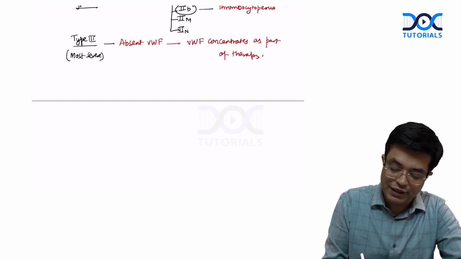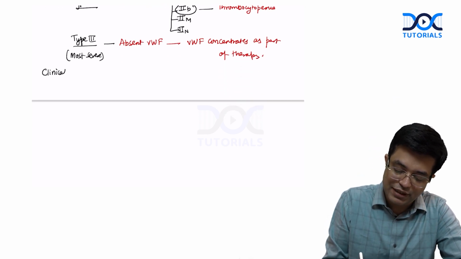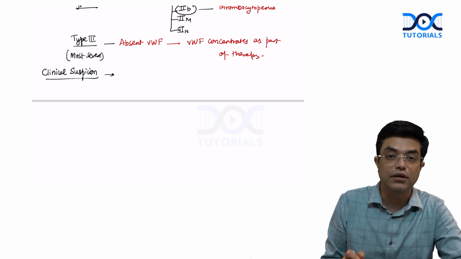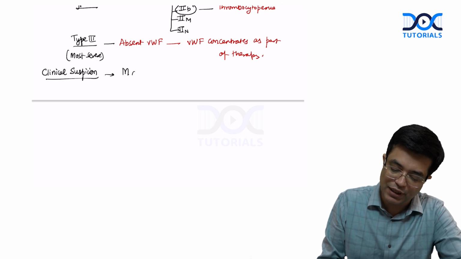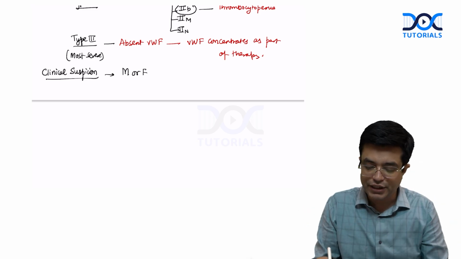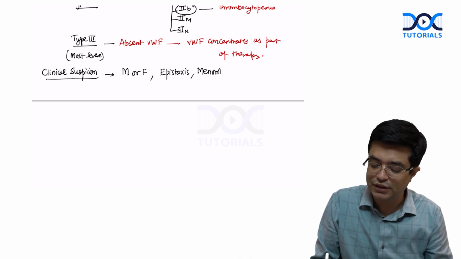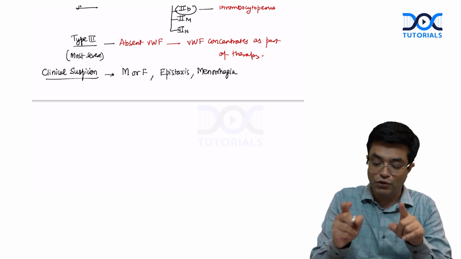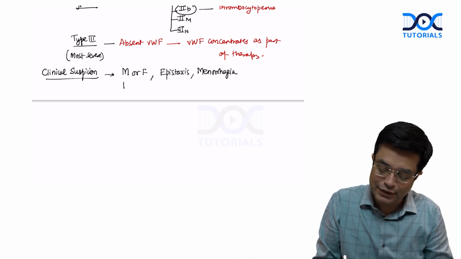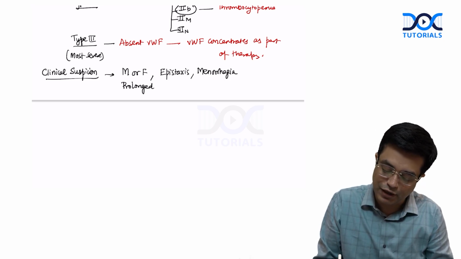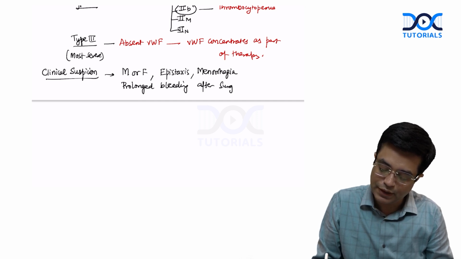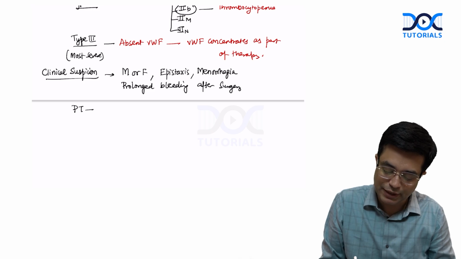But you need to remember that whenever von Willebrand disease is given in the question, clinical suspicion or MCQ suspicion should occur if it is either male or female, because it can occur in both genders. There will be epistaxis mentioned. If it is a girl, they will mention menorrhagia. These are the buzzwords, the keywords you need to watch for. And they will say there is prolonged bleeding after surgery.